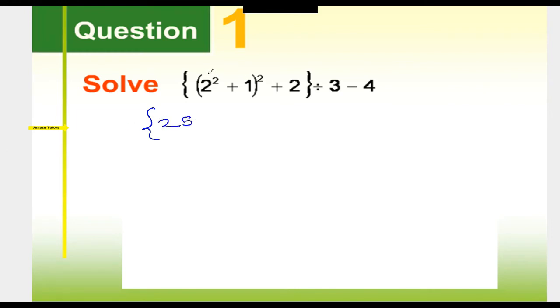Let me repeat. 4 squared is 16, 2 squared is 4. 4 plus 1 is 5. 5 squared is 25. Now 2. We finish the innermost brackets. Divided by 3 minus 4.